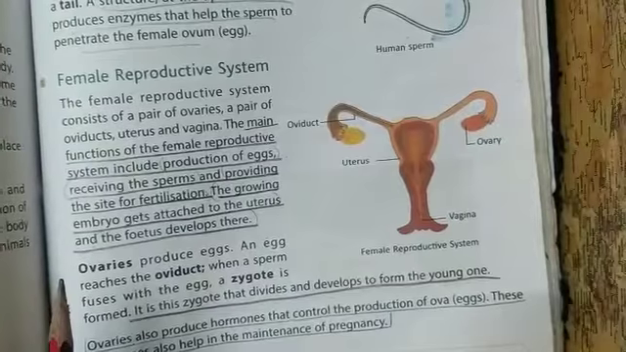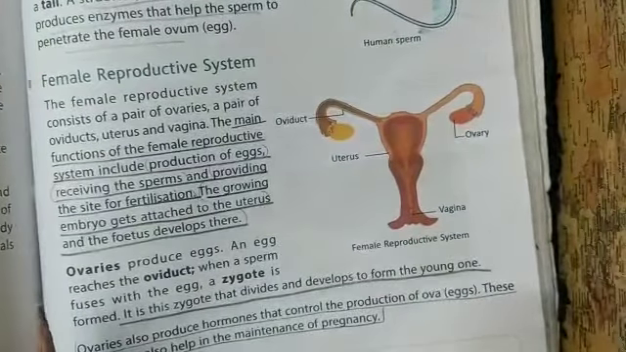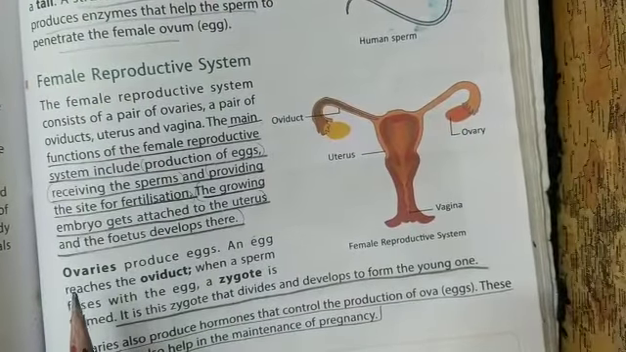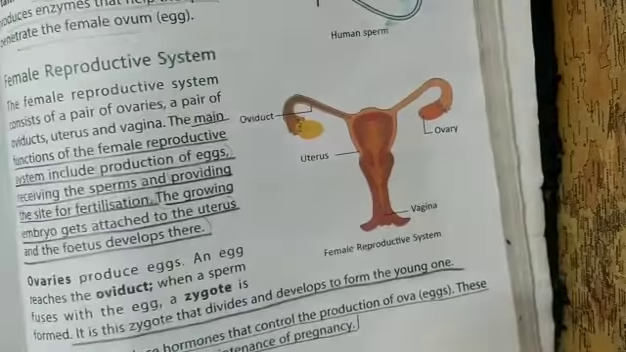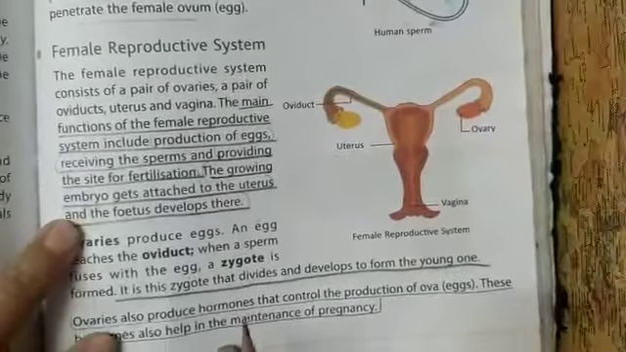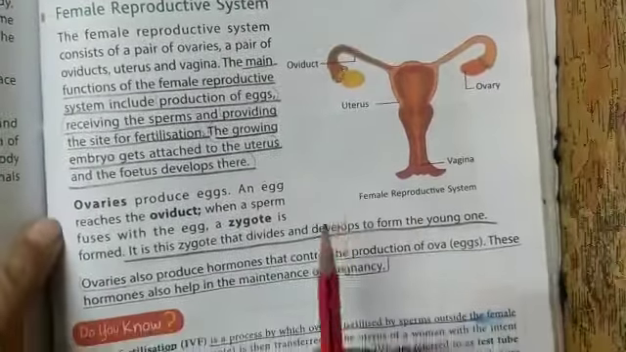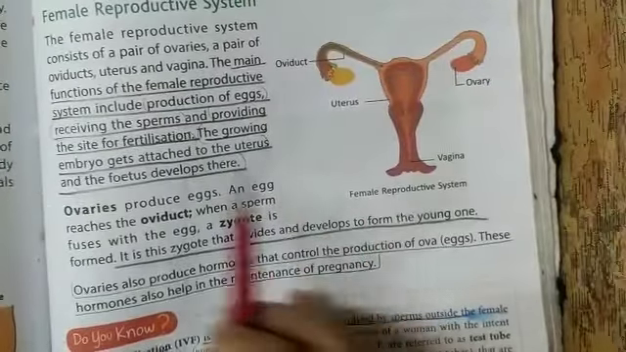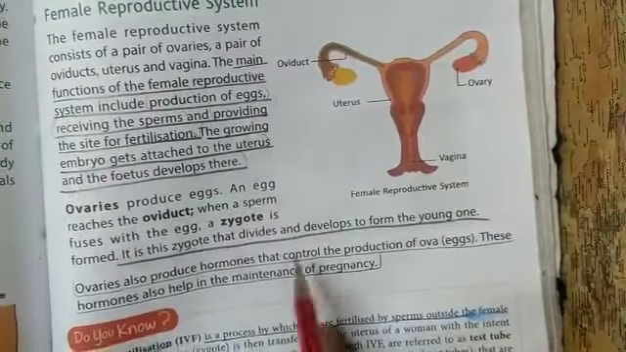Yes, you also need to draw this diagram. Male reproductive system and female reproductive system. Sometimes this question is going to be asked as a 5 marks question. Draw these two diagrams.